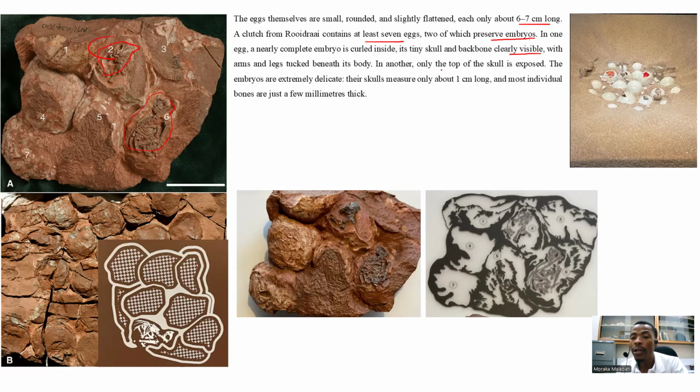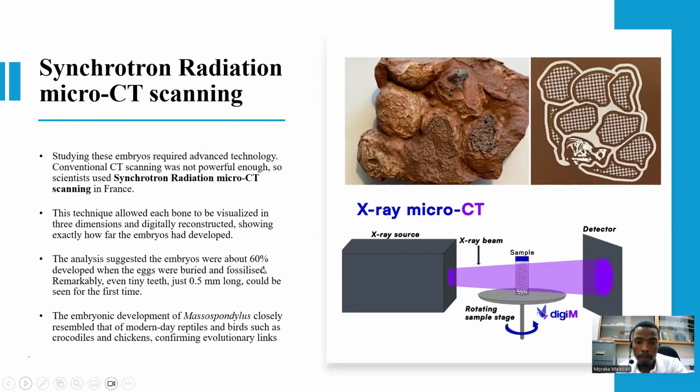In another, only the top of the skull is exposed. The embryos are extremely delicate. Their skulls measure only about 1 centimeter long, and most individual bones are just a few millimeters thick. These 7 eggs were discovered in the red mudstones of the Elliott Formation.